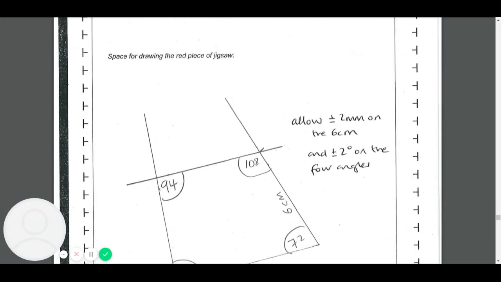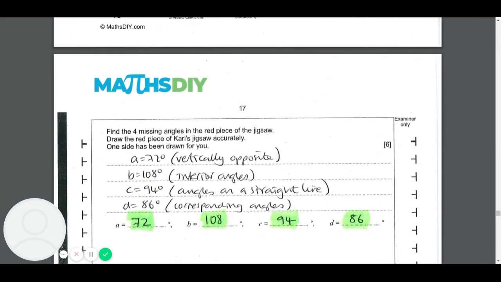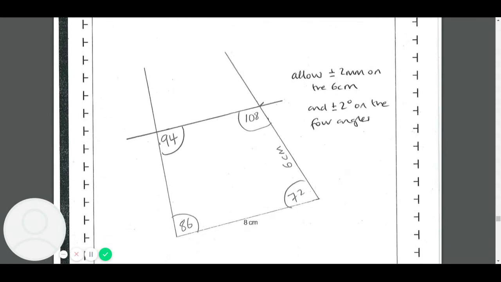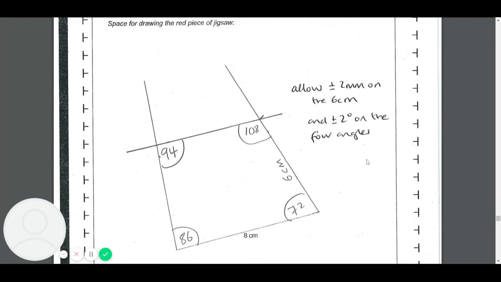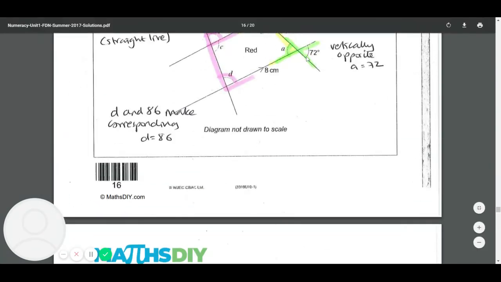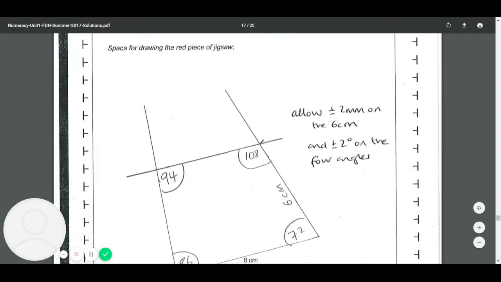And then you have got to draw the piece accurately. So that means you've got to get your protractor. You've got to measure 72 degrees. It says on the diagram 6 centimeters. So you have got to draw that accurately, 6 centimeters.